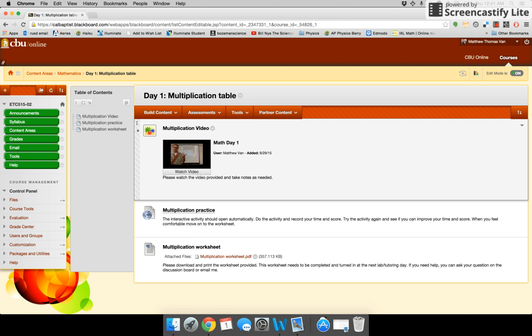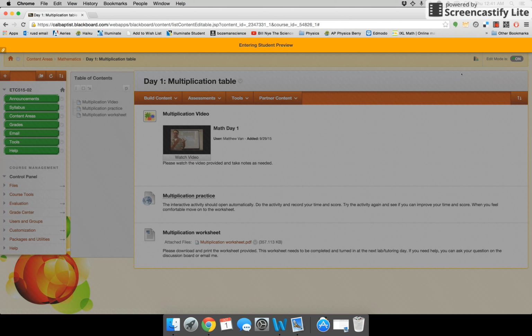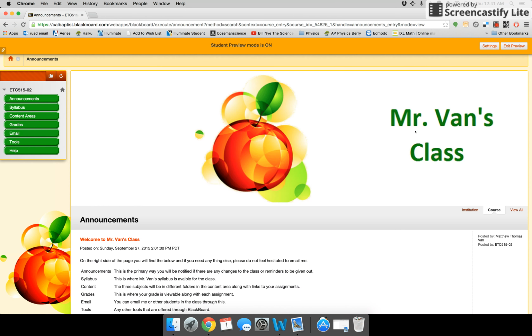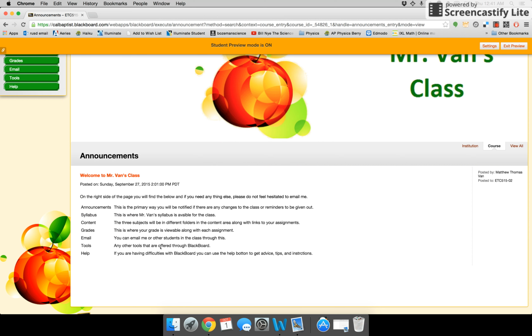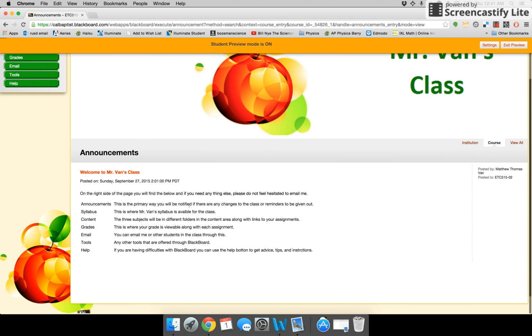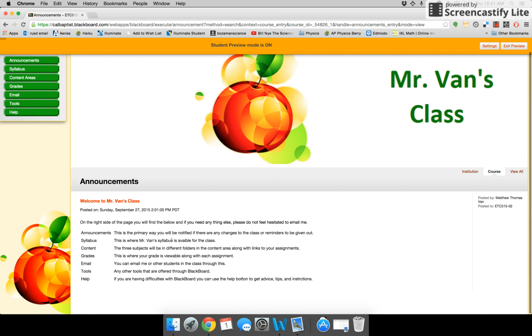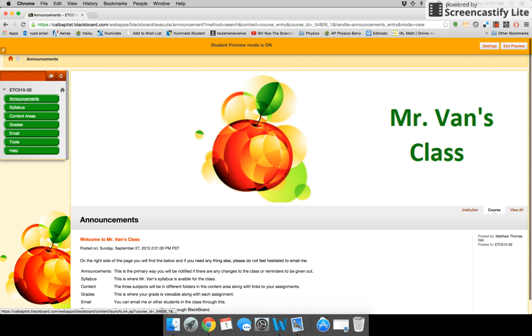So I'm going to give you the student side now, so you understand what it looks like to be a student. My students would come in and they would see my class, and they would see the announcements, whatever they are. Right now it's just the explanation of what the left-hand tabs are. And you notice that they only have the 7 tabs. They don't have the editing tabs.